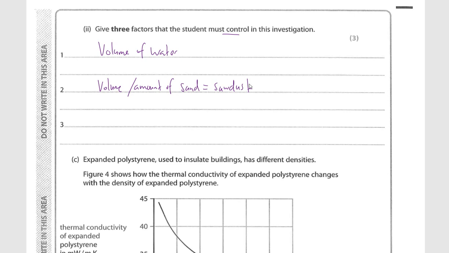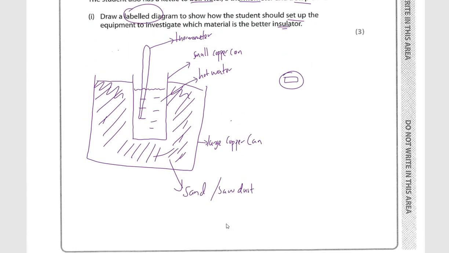And then the third one. Now, what will be the third one? It could be the temperature of the water. For example, if the hot water is boiling water, at 100 degrees, then when you do the test, you want both of them to be at 100 degrees. Also, when you're measuring the time with the stopwatch, you want to measure the time for the same interval. For example, you measure it every 2 minutes, and then everything should be the same.